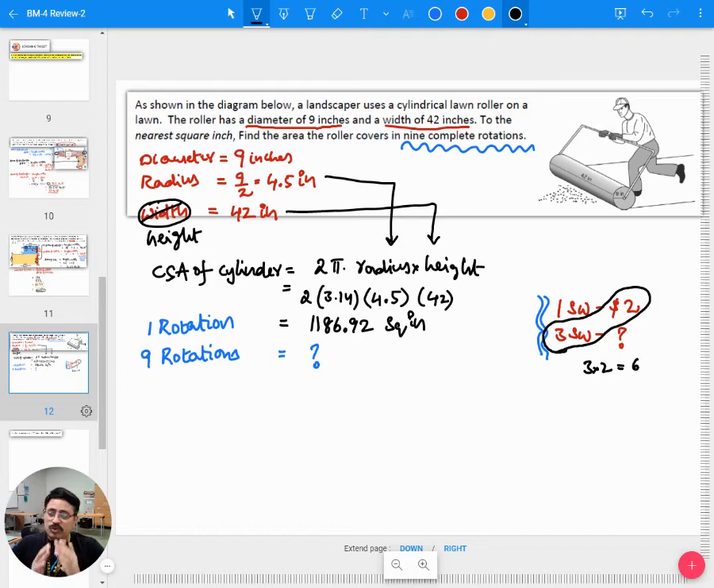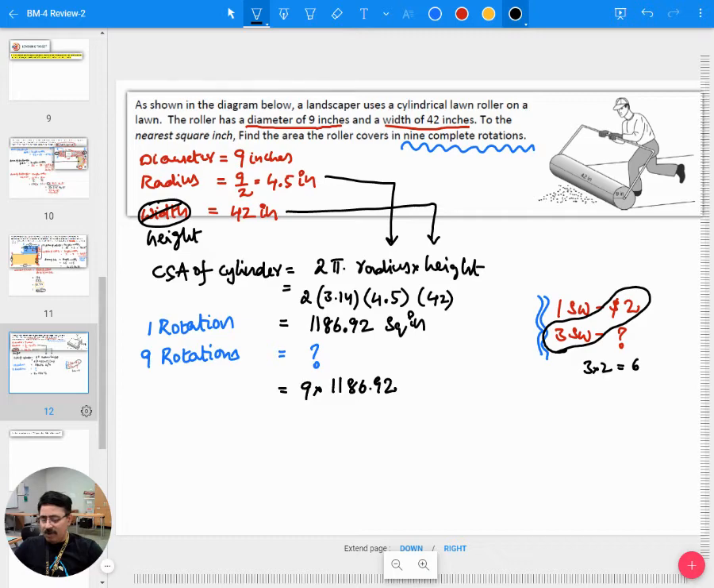So basically, think of a question which is similar with small numbers. Once you get the idea, you think, did I add, subtract, multiply, or divide? Then we do the same thing. Do you see that? One rotation, this much; 9 rotations, how much? This is similar to our example, so here we have to go for multiplication. So 9 times 1186.92 is to be multiplied.